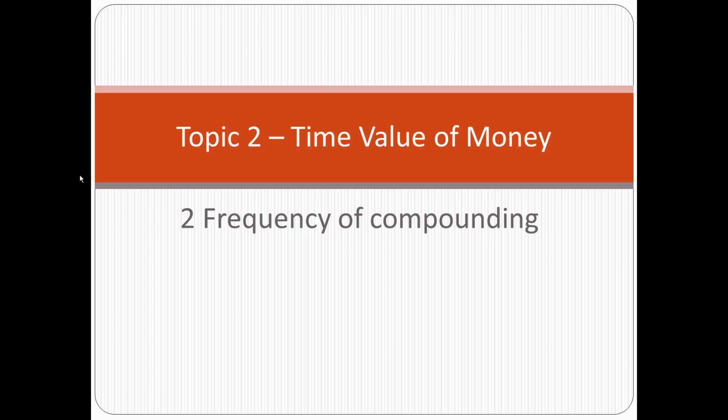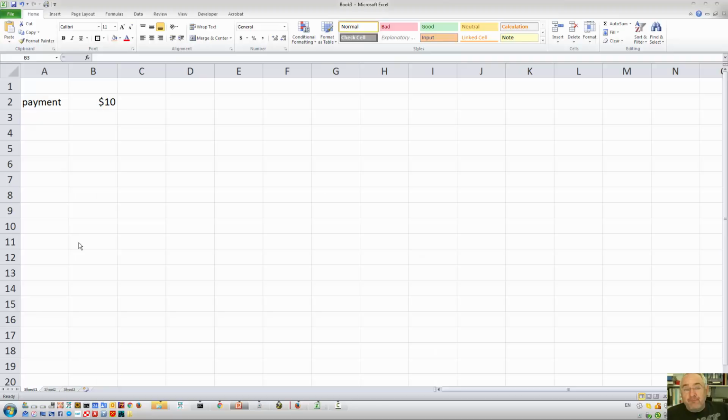The next thing I want to talk about is the frequency of compounding. Now, it's a pretty simple concept, but basically it comes down to one thing. Timing matters. So let's come across to Excel and illustrate this in as simple a way as we can. So let's say that I've got $100 and I'm going to invest it for 5 years.